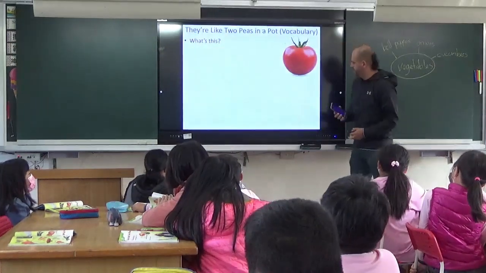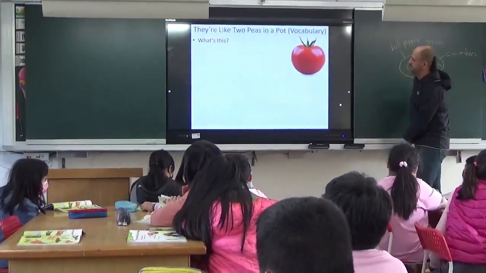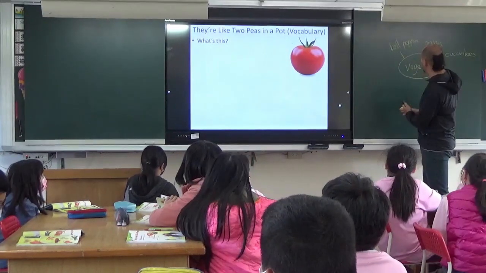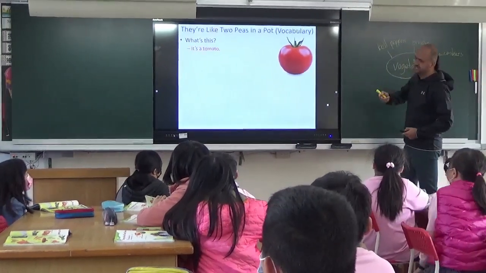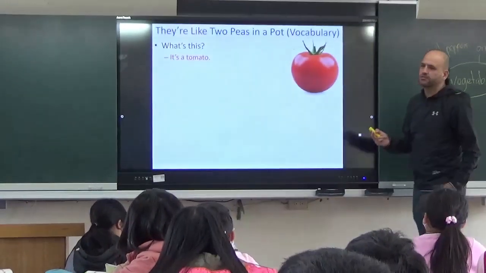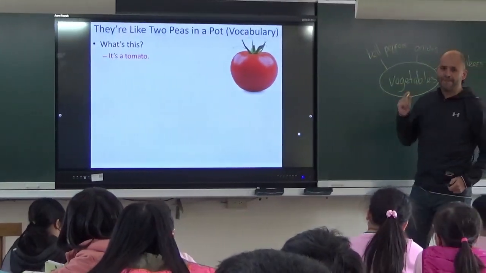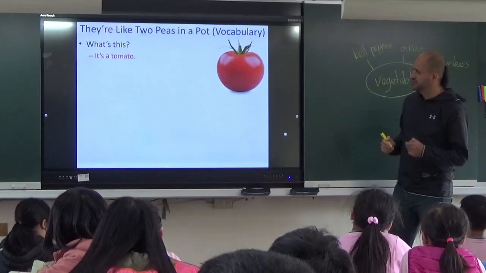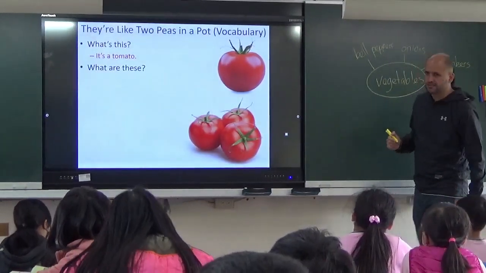All right. The next one is, what's this? Tomato. And we say it's a tomato. It's a tomato. A tomato. And what are these?